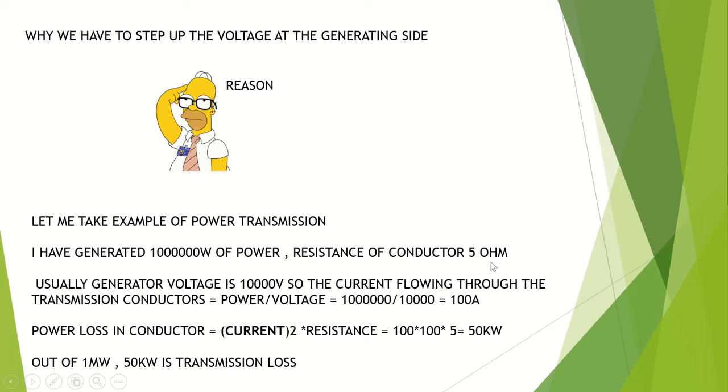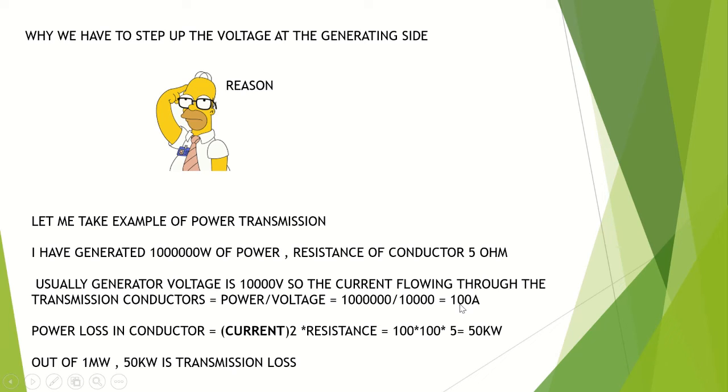Means I have to transmit the power through the conductors only, right? So the conductor has some resistance, 5 ohms. If my generator voltage is 10 kV, means 10,000 volts, the current flowing through the transmission conductor is power by voltage. Here my power is 1 megawatt, my voltage is 10 kV, so 100 ampere current is flowing through the conductor.